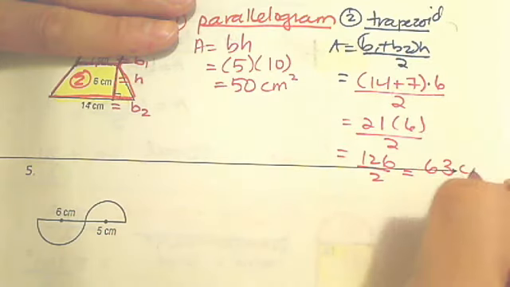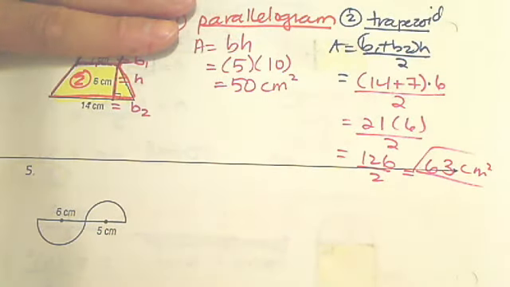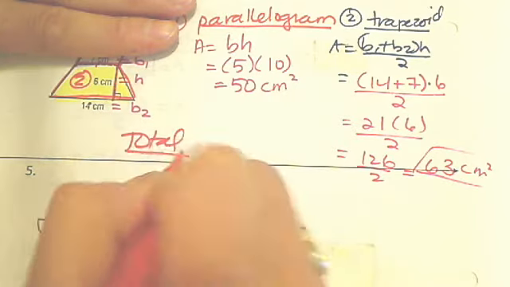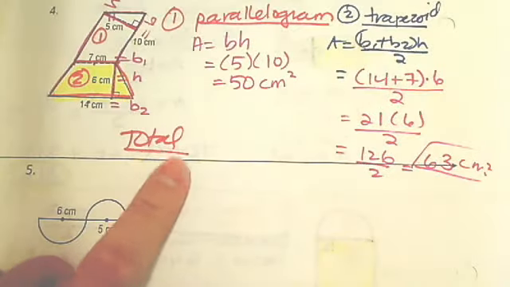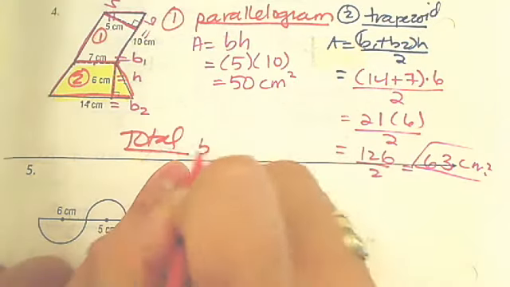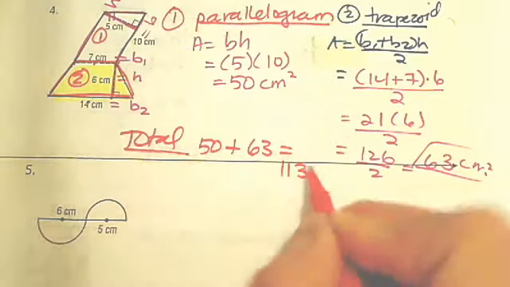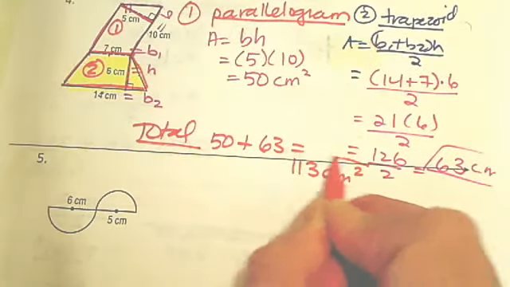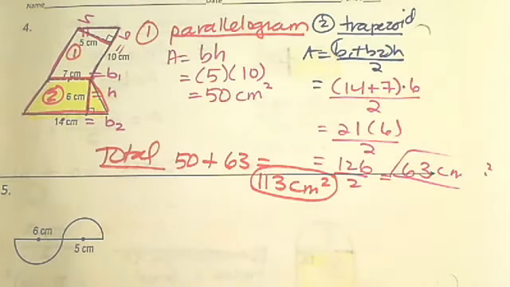63 centimeters squared. So then, again, to get the total area, 63. Half of 6 is 3. To get it together, 50 plus 63 is 113 centimeters squared. Okay? Centimeters squared.